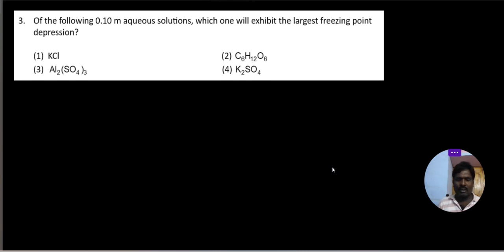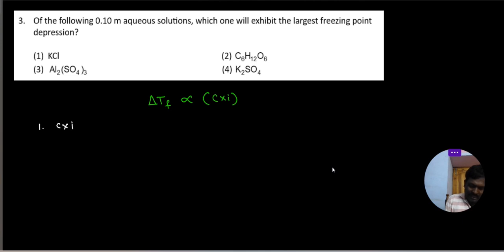Of the following 0.1 molar aqueous solutions, which one will exhibit largest freezing point depression? Here it is asking the depression in freezing point, not the freezing point of solution. Freezing point depression means delta Tf is being asked, very important. Depression in freezing point means C into I. So the highest freezing point depression means the highest C into I value, that is the right answer.